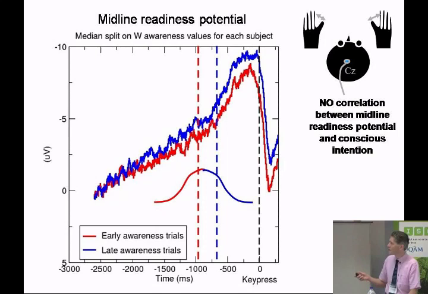Just for the interested among you, these dashed lines are the typical times of people reporting early awareness of intention in our experiment, and in blue, people reporting a late awareness of intention. You'll see that there are big gaps between when the brain activity occurs and when the conscious experience occurs, but I don't want to go into those now. A lot of that has to do with the difficulty of trying to use a clock to report your own internal stream of consciousness.